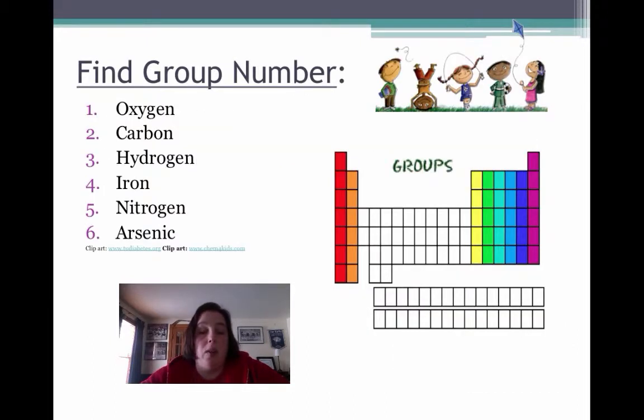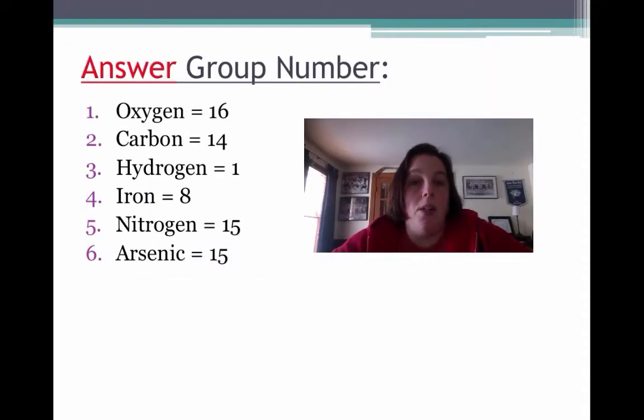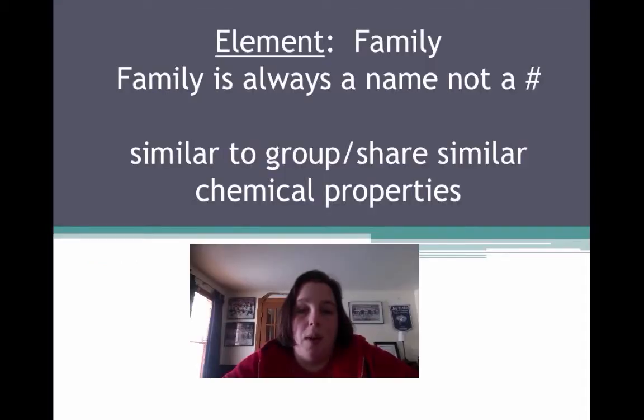I'd like you to find the group number for these 6 elements, and they are oxygen, carbon, hydrogen, iron, nitrogen, and this time we're going to do arsenic. How did you do? Did you figure it out? So oxygen is 16, carbon is 14, hydrogen is 1, iron is 8, nitrogen is 15, and arsenic is 15 as well.